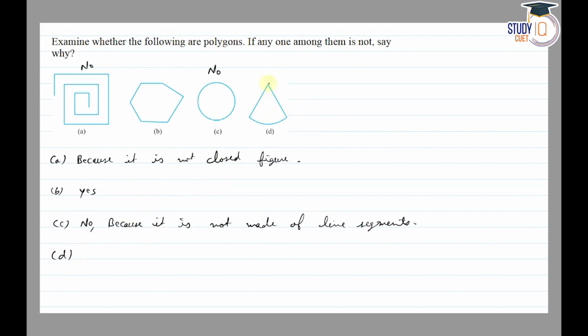And part D is also not a polygon because of this curve, because it is not made of line segments. Thank you.